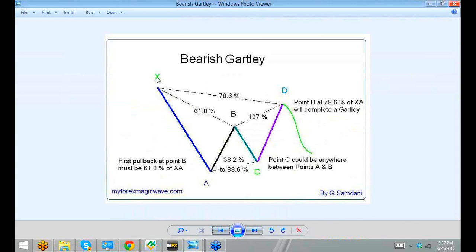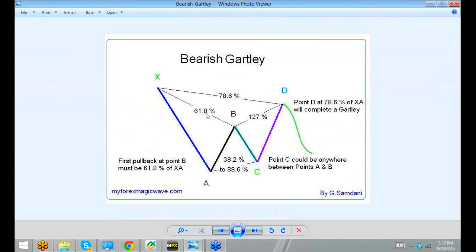The move starts from here, let's say X to A, so it's the main move. Then you have usually two pullbacks. First at point B, then it corrects itself, and then again goes up for point D, and then drops. Okay, so this is called a bearish Gartley.